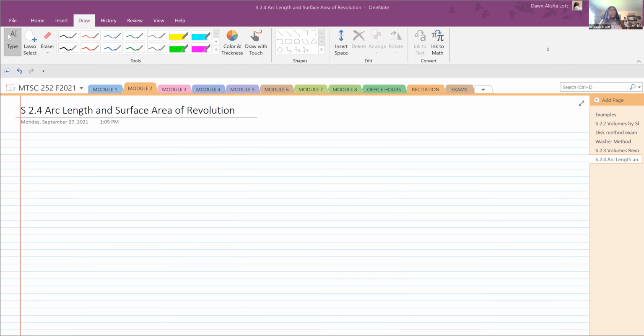Okay, so we want to determine arc length and surface area of revolution. It's easy to find the length of a line. We take a line and we just draw it, and we measure it. We can measure it with a tape measure. Here I have a tape measure. I can measure it with the tape measure or anything else like this and get a length. Nice and simple. That's how you can find the length of that.